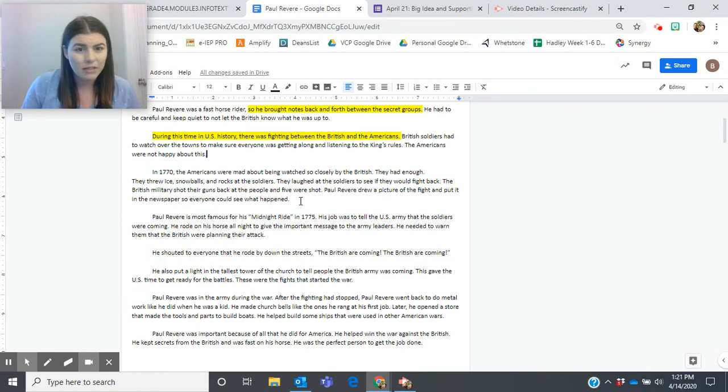Man, a lot of important stuff just happened. Sounds like there was a fight between the Americans and the British. The Americans were throwing ice and snowballs and laughing, and then all of a sudden the British started shooting their guns. It seems like it escalated pretty quickly. But what sentence in this paragraph is going to help me understand what it's mostly about?